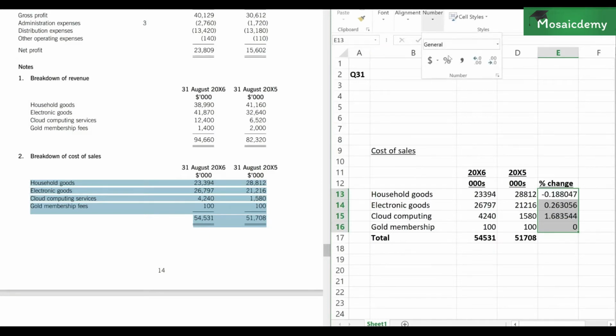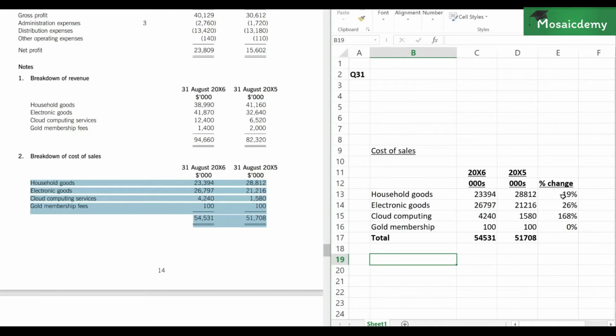Okay, and we'll format this in terms of percentage. So we have a 19% decline in household goods. So now we can make our point. The cost of sales fell by 19% in the category of household goods.